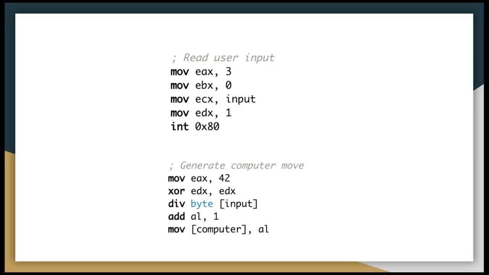This code generates a random move for the computer based on the user's input. It first loads the value 42 into EAX. It then clears the EDX register using the XOR instruction. It divides EAX by the value stored in input using the div instruction. Since we only care about the quotient, we discard the remainder by setting EDX to 0. We then add 1 to the quotient, since we want the computer to randomly choose one of the three possible moves, rock, paper, or scissors. Finally, we store the result in the computer variable.